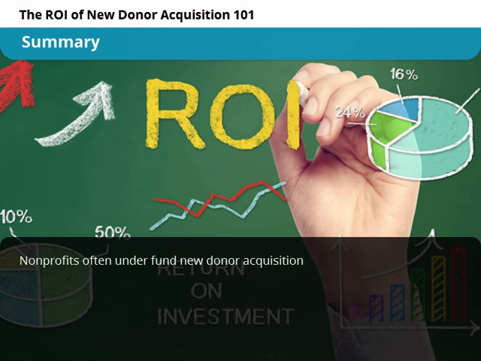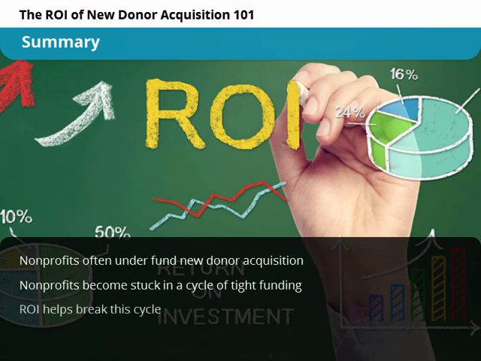Nonprofits often underfund their new donor acquisition efforts. There are a number of reasons, but the result is that organizations find themselves stuck in a cycle that not only prevents growth, but it makes it harder and harder to even maintain programs and services. By using ROI analysis, your nonprofit can break this cycle. You can understand donor acquisition in terms of dollars and cents returns. A long-term plan that works can be developed, easily explained to your board, and then implemented.